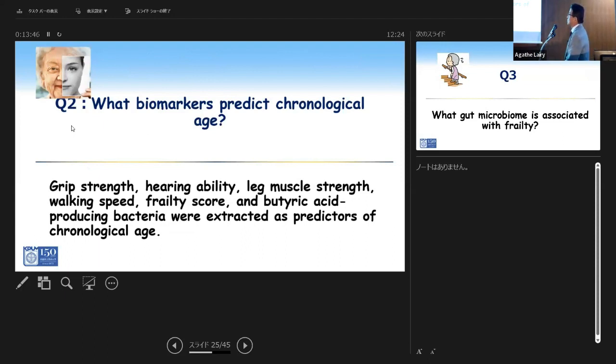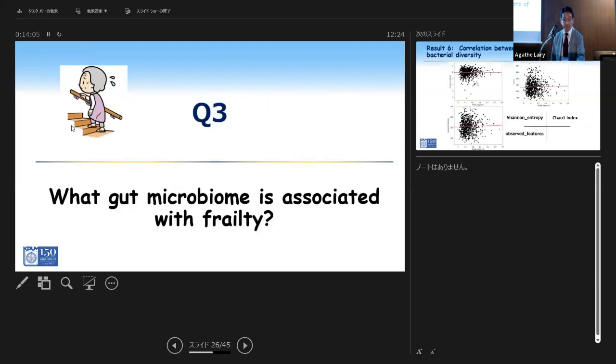Okay, these are the answers. Grip strength, hearing abilities, leg muscle strength, walking speed, frailty score, and butyric acid producing bacteria were extracted as predictors of chronological age. Third question: is gut microbiome associated with frailty? We analyzed the association between microbiome population and frailty.